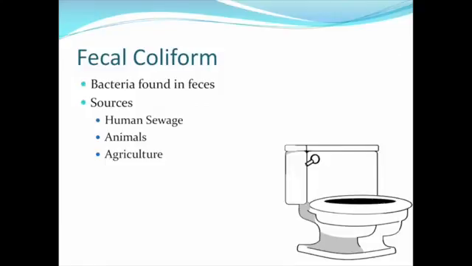Finally, another important parameter to measure is fecal coliform, which is actually measured by counting the amount of E. coli bacteria found in water. This bacteria comes mainly from human and animal feces and is most frequently used as a parameter that determines water quality and contamination sources.